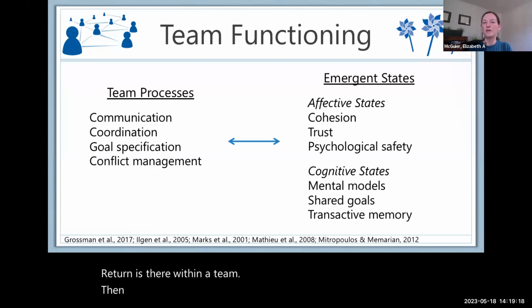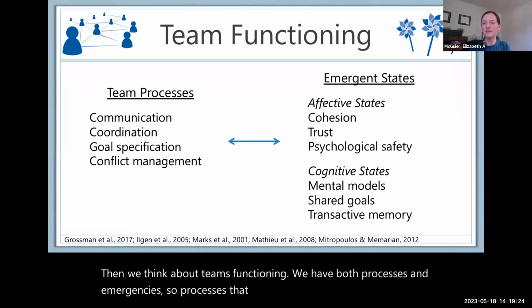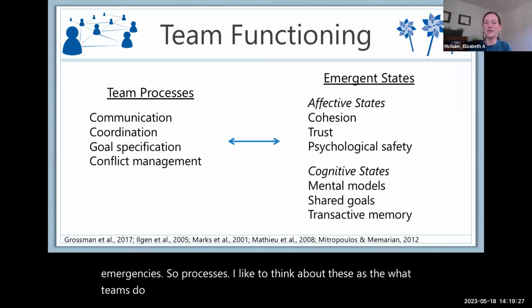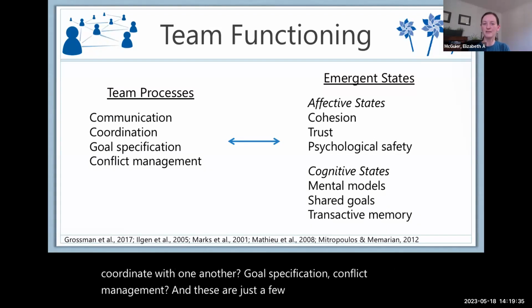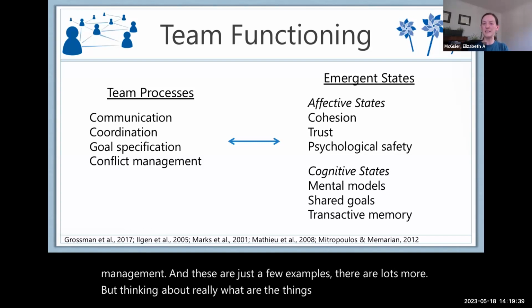Then we think about team functioning. We have both processes and emergent states. So processes, I like to think about these as what teams do, right? So how do they communicate? How do they coordinate with one another? Goal specification, conflict management. And these are just a few examples. There are lots more. But thinking about really what are the things that happen within a team.